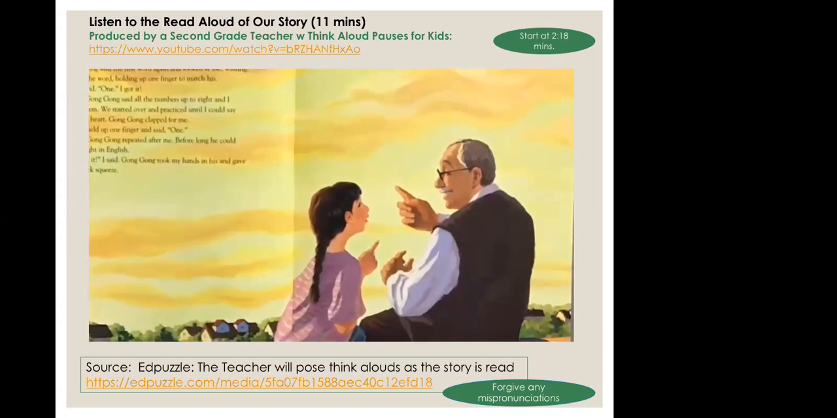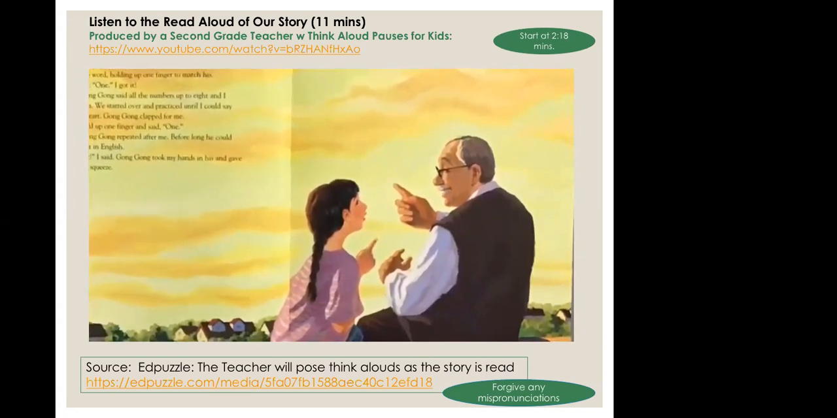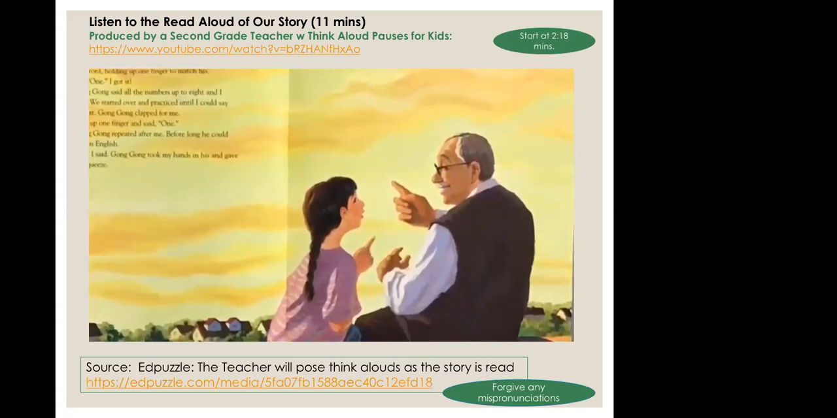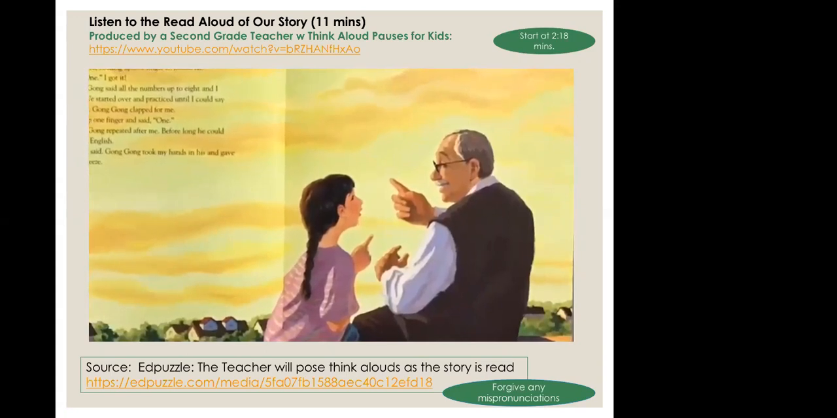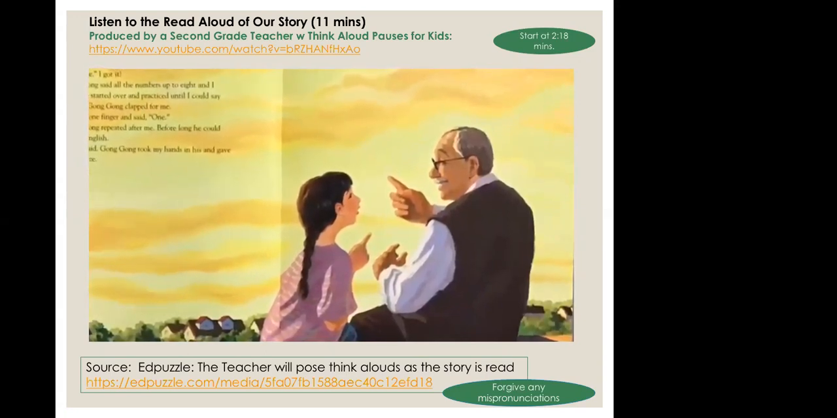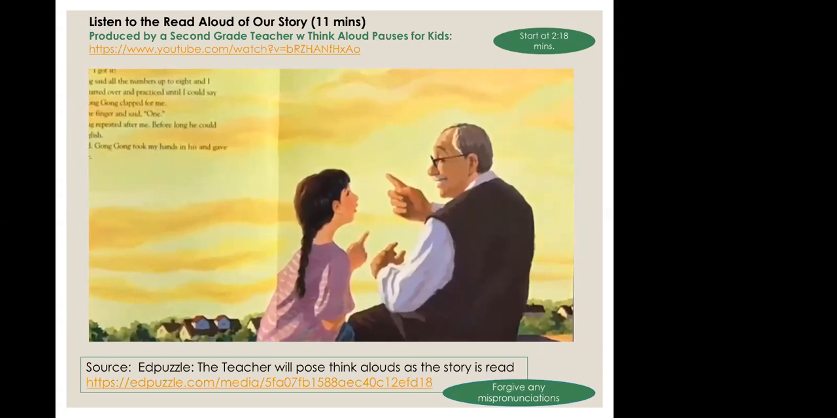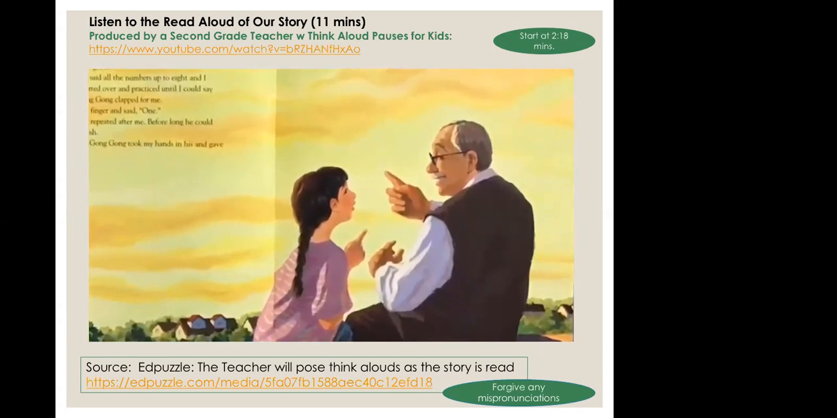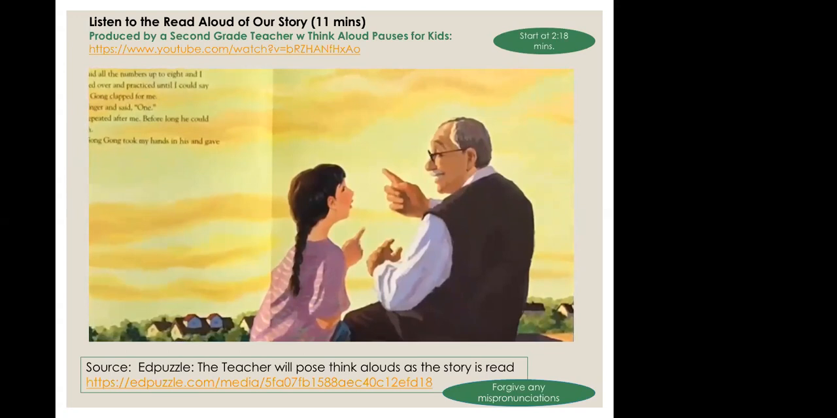Then I held up one finger and said, "1." "1," Gong Gong repeated after me. Before long, he could count to 8 in English. "You did it," I said. Gong Gong took my hands in his and gave them a quick squeeze.